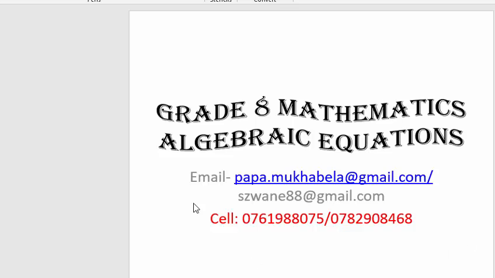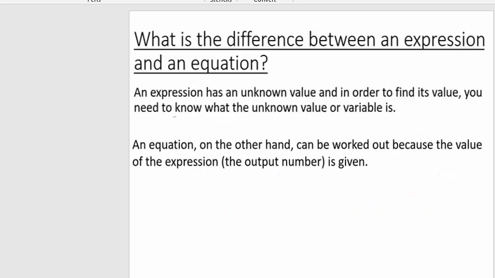Let's go and look at the difference between what is called an expression and an equation. So what is the difference between an expression and an equation? An expression has an unknown value, and in order to find its value, you need to know what the unknown value or variable is. So just know that, you'll be okay.